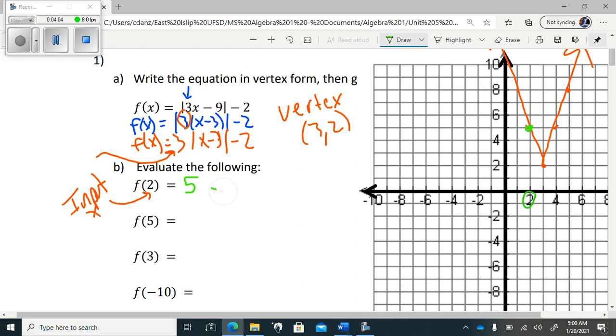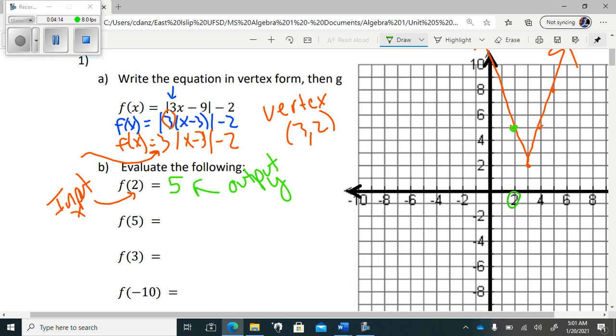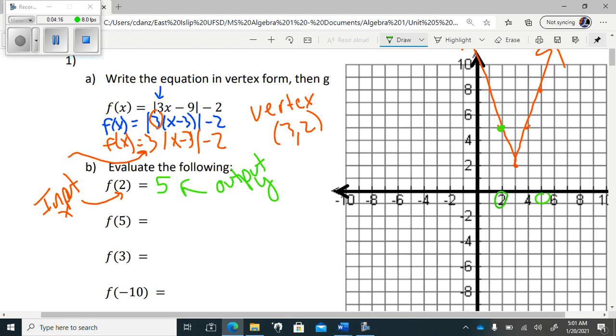They give you the input, you're trying to find the output. Remember that output is your y value. So when I ask for f of 5, go look at 5 on the x-axis, what point corresponds to it, and name that point. It's 5, 8. Therefore, the output would be 8. F of 5 equals 8. When x is 3, it corresponds to this point here, which is 3, 2. So our output is 2.